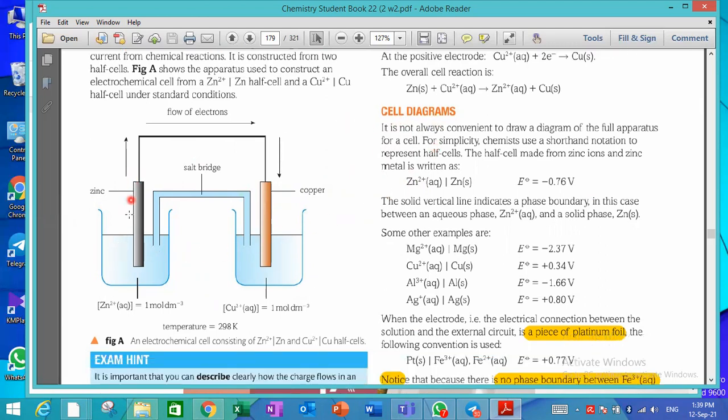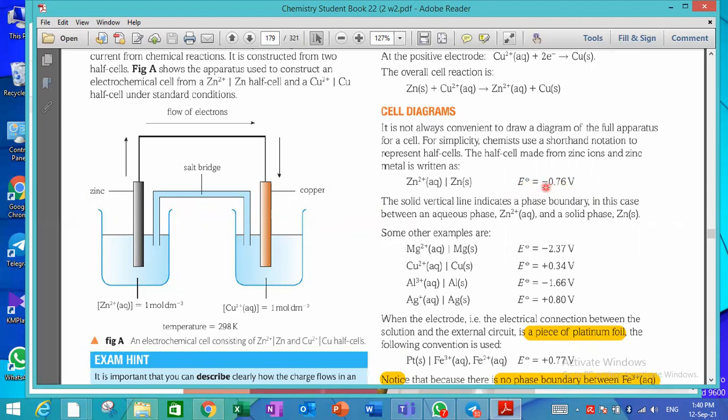For example, if I want to express the zinc half cell electrode, I'm going to write zinc ions aqueous, and then we put a slash and then zinc solid. This cell diagram notation expresses that we have a half cell containing a zinc metal placed in a solution of its own ions, zinc ions. And we write E naught equals minus 0.76 volts, which means that when we measured its standard electrode potential against a hydrogen electrode, the value was found to be minus 0.76 volts.